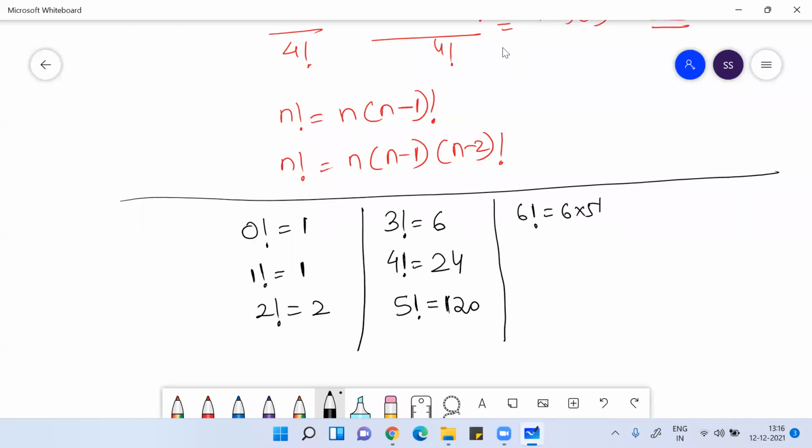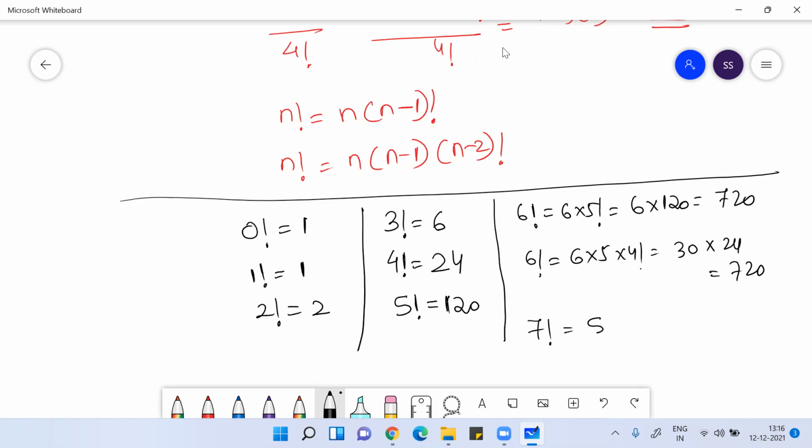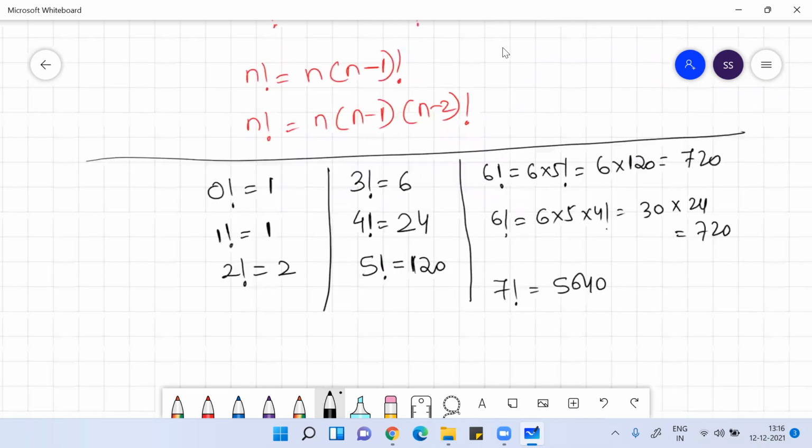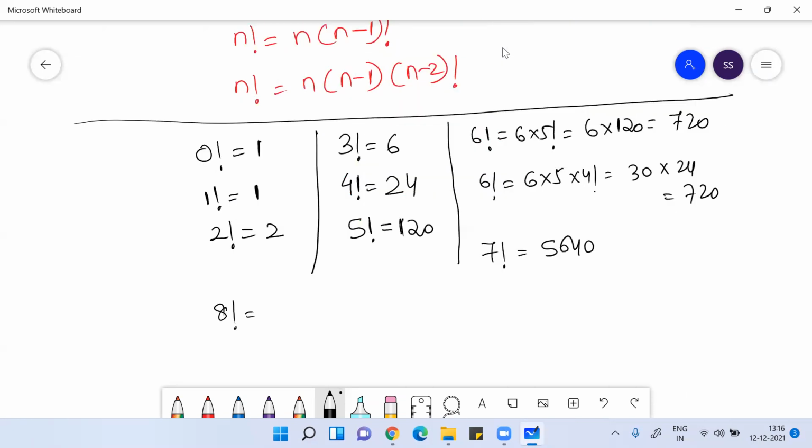Or you can write 6 into 5 factorial. You know 5 factorial is 120, so this is 720. Or you could write 6 factorial as 6 into 5 into 4 factorial: 6 into 5 is 30, into 24, you'll get 720. I hope you are getting this. 7 factorial, the same way, is 5040. 8 factorial is 40320. 9 factorial is 362880, if I'm not wrong. So you have to remember these values. Clear, everyone?